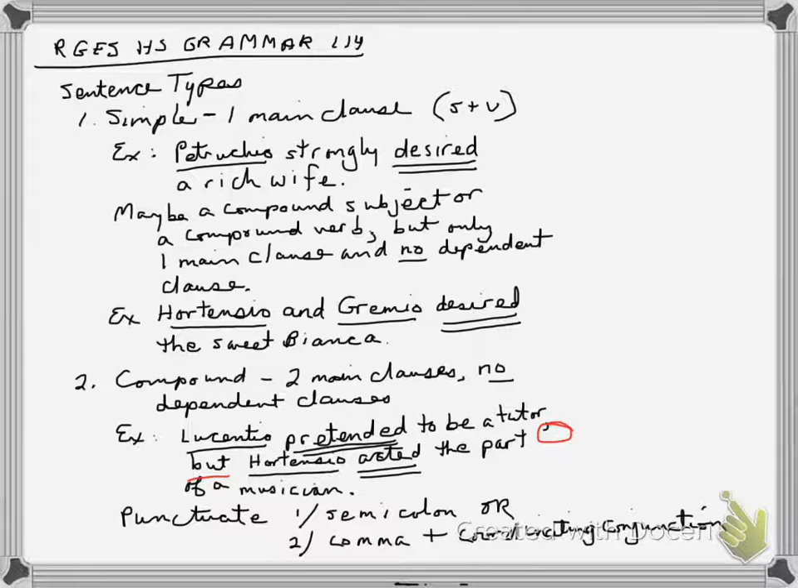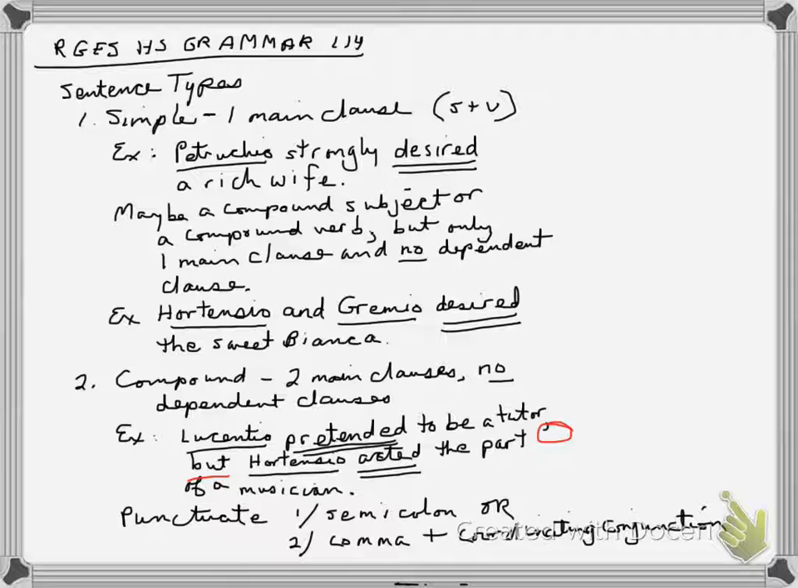All right, there's 4 main sentence types. Part of this is review: the simple, the compound, the complex, and the compound complex. The best way to define these would be to think in terms of main clauses or independent clauses and dependent clauses. Remember, both a main clause and a dependent clause have a subject and a verb, but in one it does not make complete sense by itself, and in the other one it does.